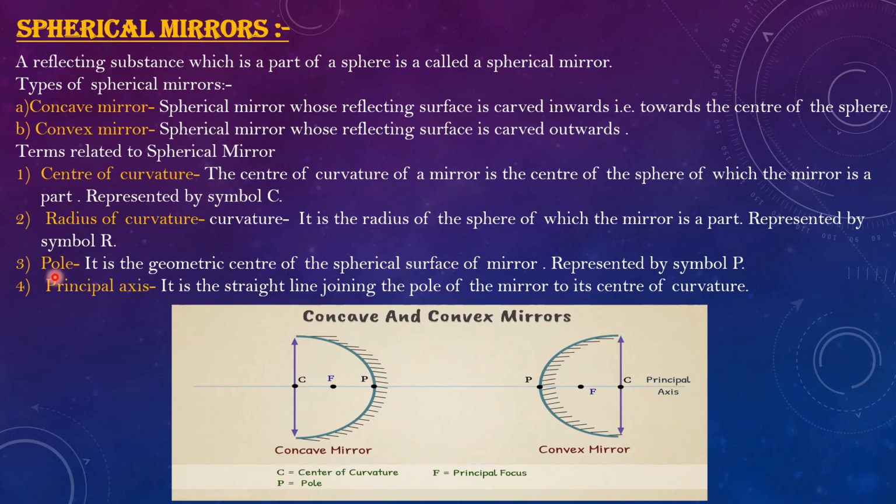The next one is the pole. It is the geometric center of the spherical surface of the mirror, represented by symbol P. That is this pole P. Principal axis. It is the straight line joining the pole of the mirror to its center of curvature. That is this line.